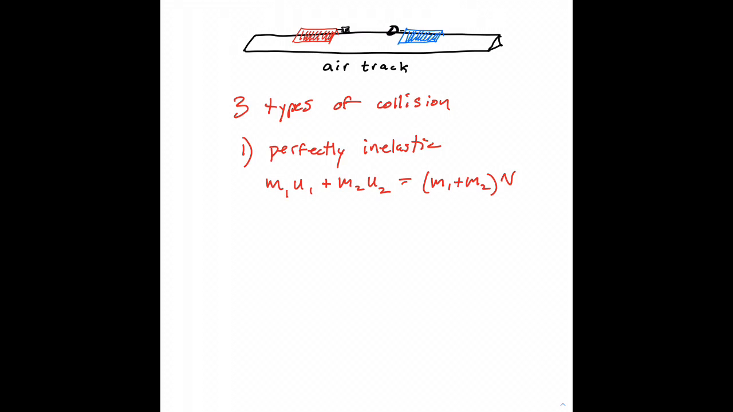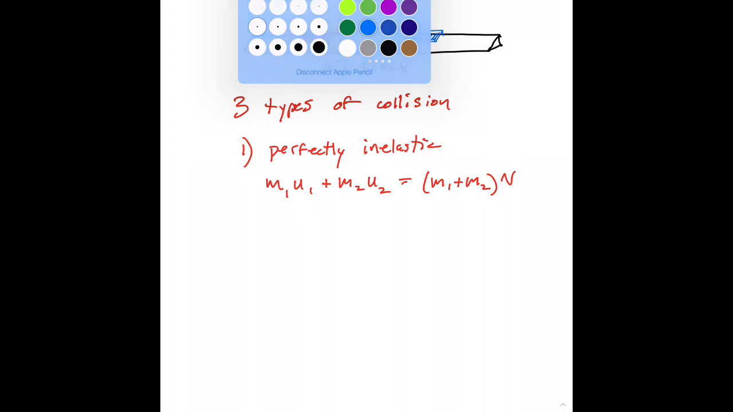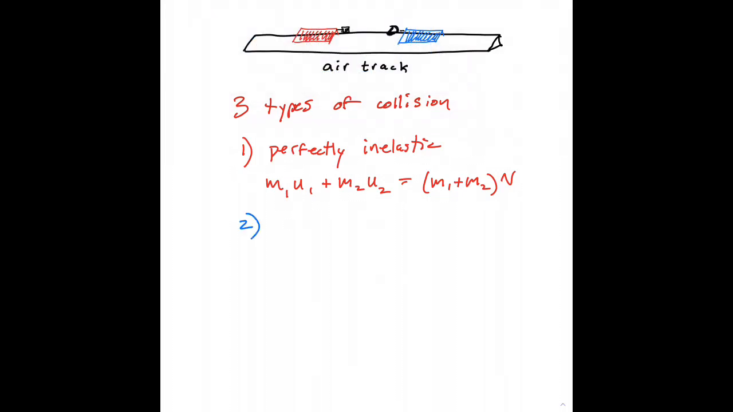momentum. The second type of collision is one in which the objects do not stick together, but there is still some loss of mechanical energy. In that case, we say the collision is inelastic. And the equation says the momentum of object 1 added to the momentum of object number 2 before the collision has to equal the momentum of object number 1 after the collision. So here we use the symbol V instead of U, plus the momentum of object number 2 after the collision.